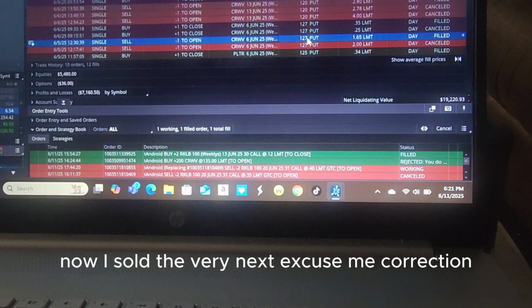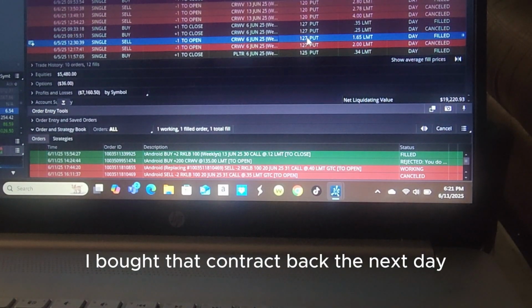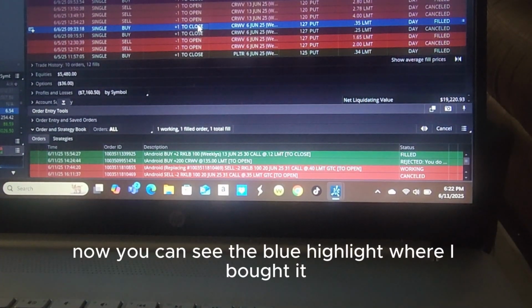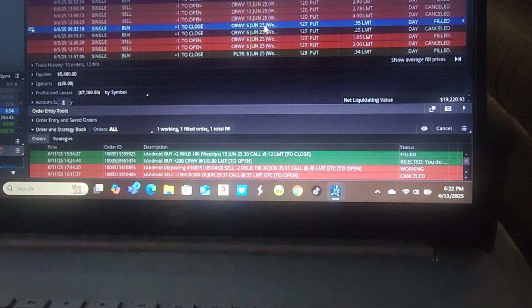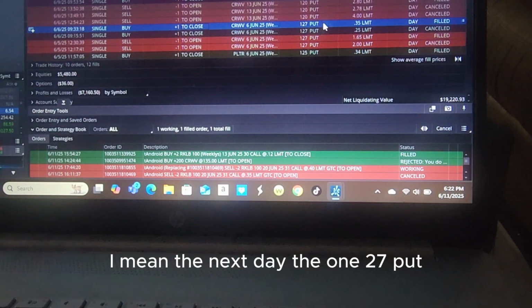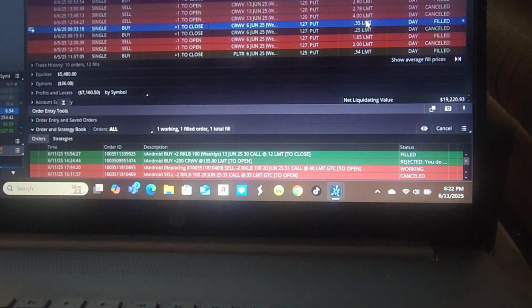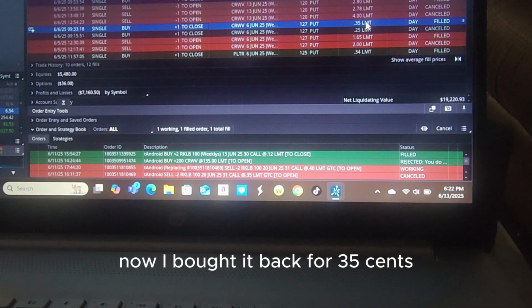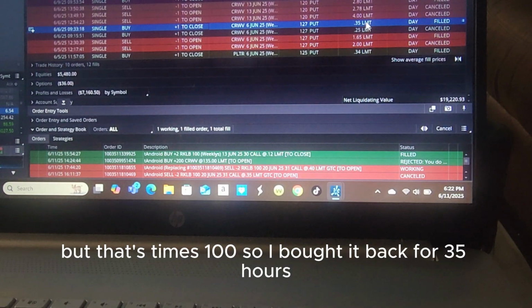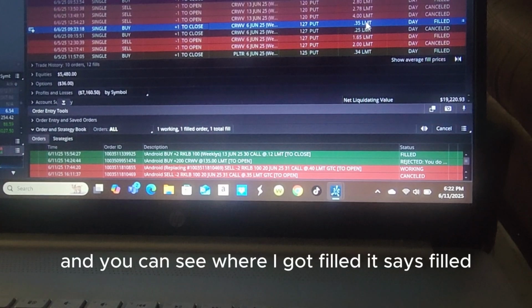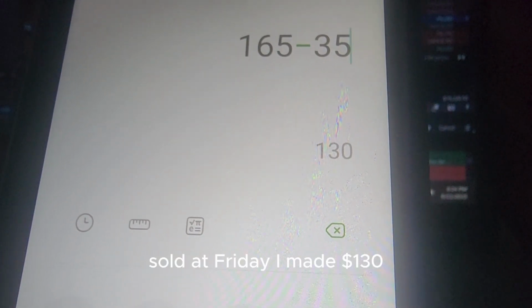Now I sold it, and I bought that contract back the next day. Now you can see the blue highlight where I bought it the next day. You see 1 to close, CoreWeave. It expired that same day, the next day, the 127 put. So it's the same contract. Now I bought it back for 35 cents. But that's times 100, so I bought it back for $35. And you can see where I got filled. So that Friday, I made $130.